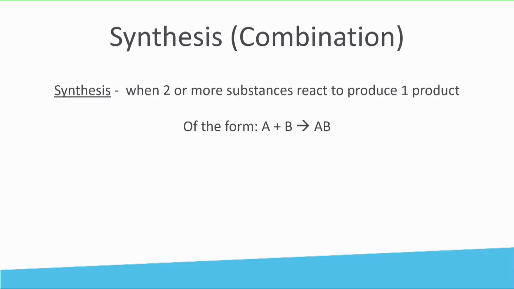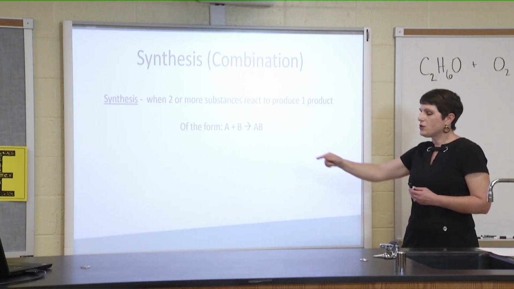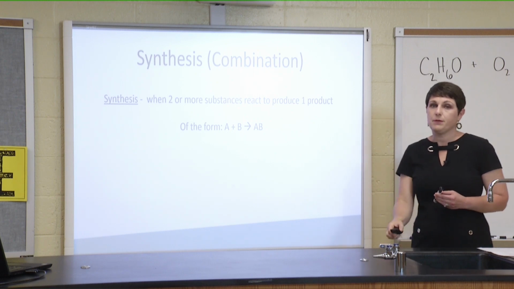For a synthesis reaction, this is your general formula. So when 2 or more substances react to produce one product, that's your key there, one product. All right, if they give you a test question, they said, which one of these is a synthesis reaction? You say, which one only has one product? All right, so you have 2 or more reactants, which are on the left side, one product, which is on the right side. So when we synthesize something, we make something.